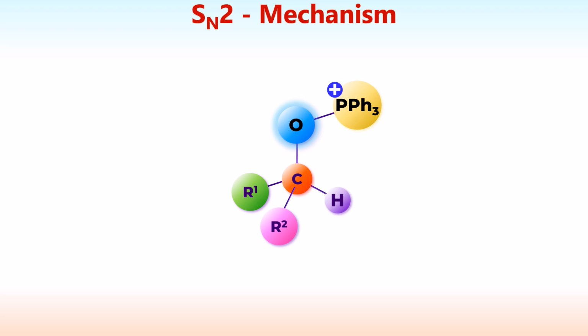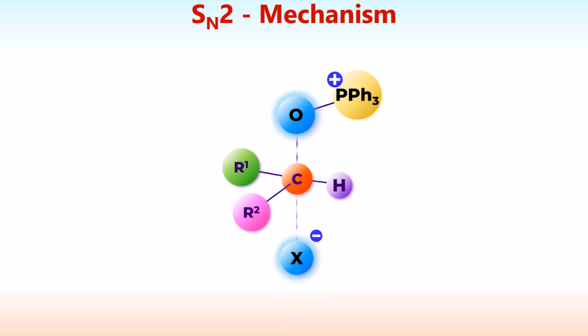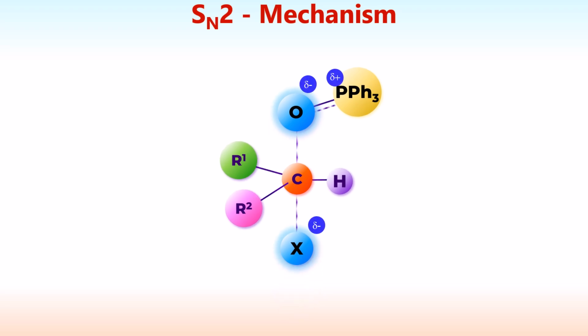Let us now see how the SN2 mechanism proceeds using animation. In the SN2 pathway, the halide ion attacks the alcoholic carbon from the opposite side of the leaving group. As a result, inversion of configuration occurs at the alcoholic carbon.